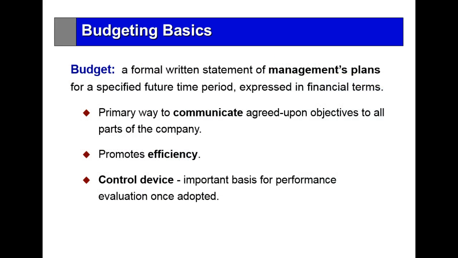What is a budget? A formal written statement of management's plans for a specified future time period that's expressed in monetary numbers. It's the way we communicate all of our objectives to the company. Ultimately, it's trying to promote efficiency, but it's really more than that, a control device. A control device to put into plans what you need for cash, what you need for resources, in order to end up with the results of the monies you need, along with whatever expenditures need to be in place to make those sales.